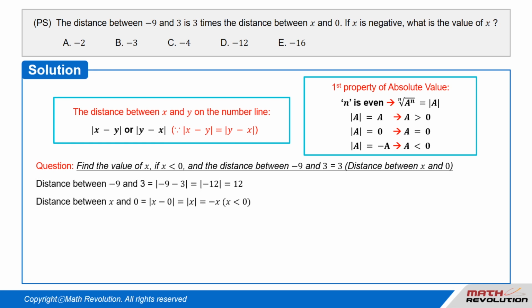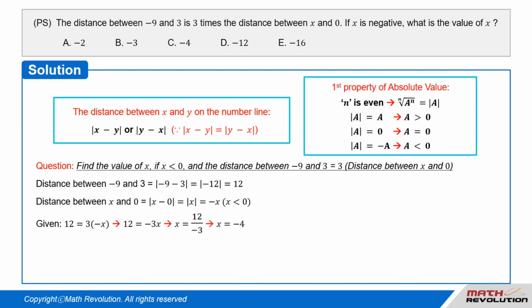Now, the distance between -9 and 3 is the absolute value of -9 minus 3, which equals the absolute value of -12, which equals 12. And the distance between x and 0 is the absolute value of x minus 0, which equals the absolute value of x, which equals -x, as x is less than 0 by the above property.